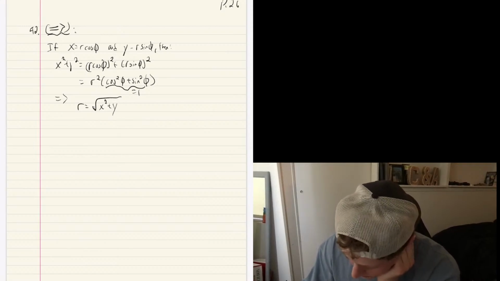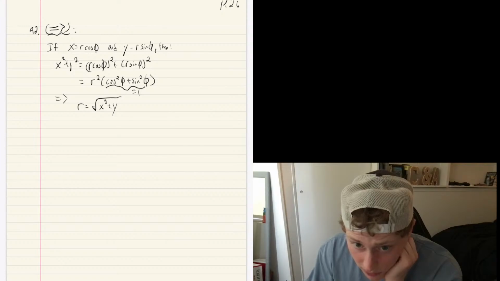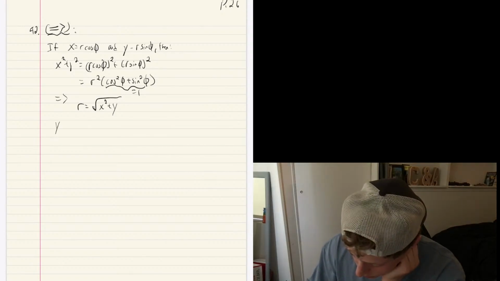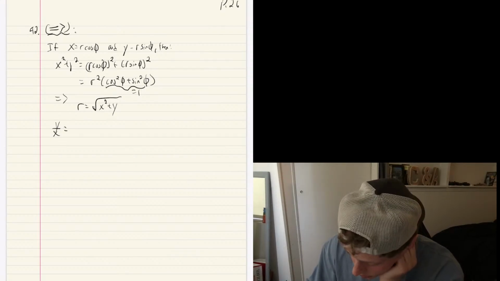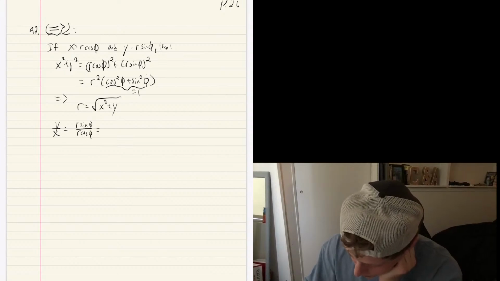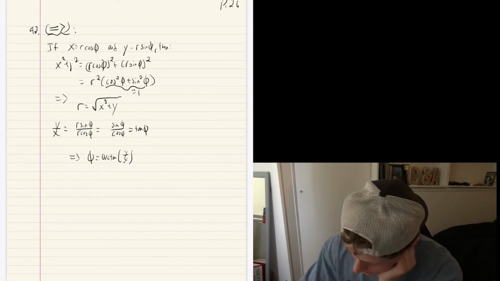Okay, well that part was easy. Now we need to prove for phi. We should try something like y over x is equal to r sine phi over r cosine phi, which is just equal to sine phi over cosine phi, which is equal to tan phi. That means if we want to solve for phi, we just take the arctangent of y over x. Okay, so that's the forward way proved.